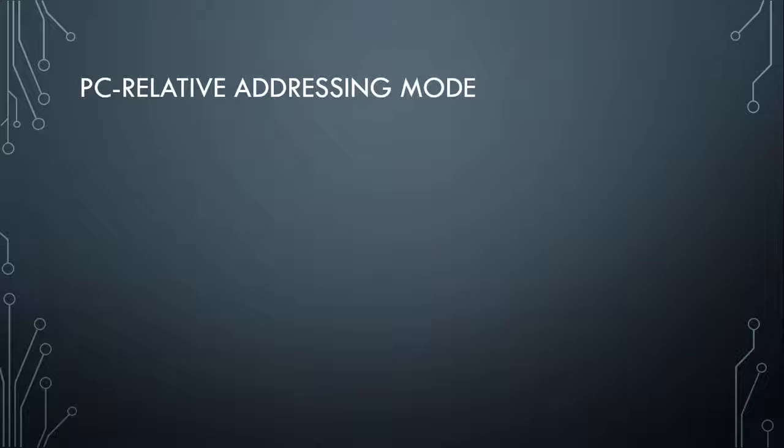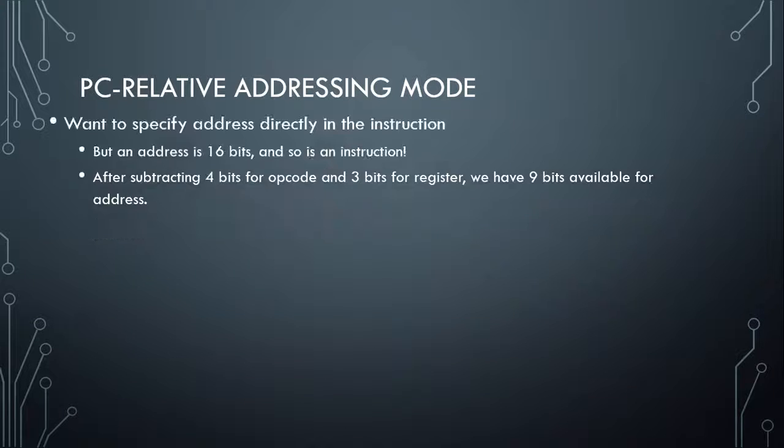Alright, so let's look at the first one here, which is PC relative addressing mode. This is where I want to specify the address directly in the instruction. But an address is 16 bits, and so is an instruction. So we have a little bit of a dilemma there. After subtracting 4 bits for an opcode and 3 bits for a register, we have 9 bits available for an address. So the solution is to use the 9 bits as a signed offset for the current program counter.